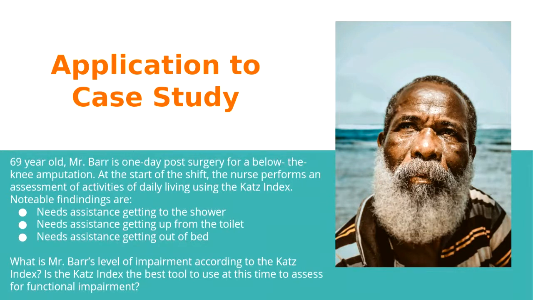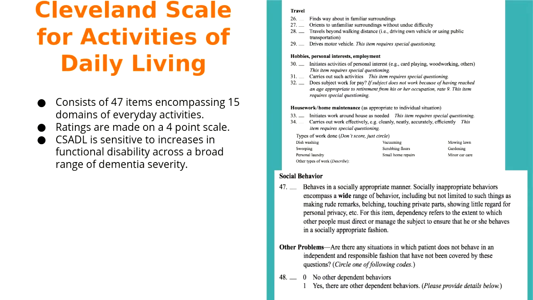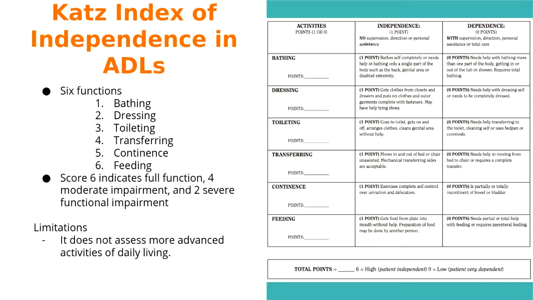So we'll just hop back to the CATS index. So what would you rate his score as, and what level of impairment is he suffering from right now? Okay, so it said that he needs assistance bathing. So that's 0 points right there because he's completely dependent. Let me see if I can rate that right on that. Yeah, for dressing, there's no notable findings, so we're going to assume that he's completely independent. So for toileting, he needs assistance getting up from the toilet and going to the toilet. So he's dependent in that aspect as well.